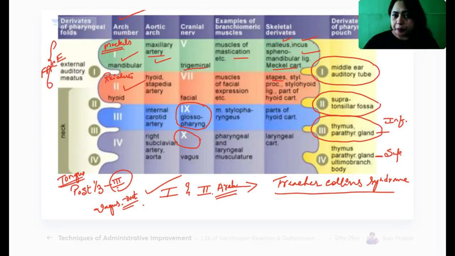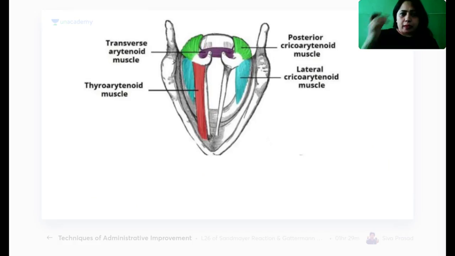So here you please remember the laryngeal cartilages, they're all supplied by the vagus. Laryngeal muscles are by vagus. Why? Because it is derived from the fourth arch. Actually this is the nerve of this arch. So like that you have transverse arytenoid, then you have thyroarytenoid, posterior cricoarytenoid. These are some of the muscles of the larynx.